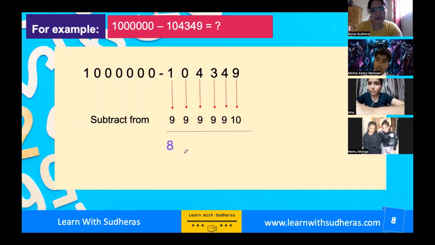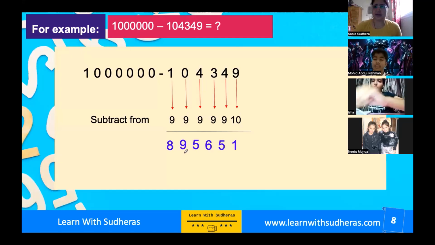9 minus 1 is 8. And 9 minus 0 is 9. And then 9 minus 4 is 5. Very good. And 9 minus 3 is 6. And 9 minus 4 is 5, and 10 minus 9 is 1. Very nice. It's easy.